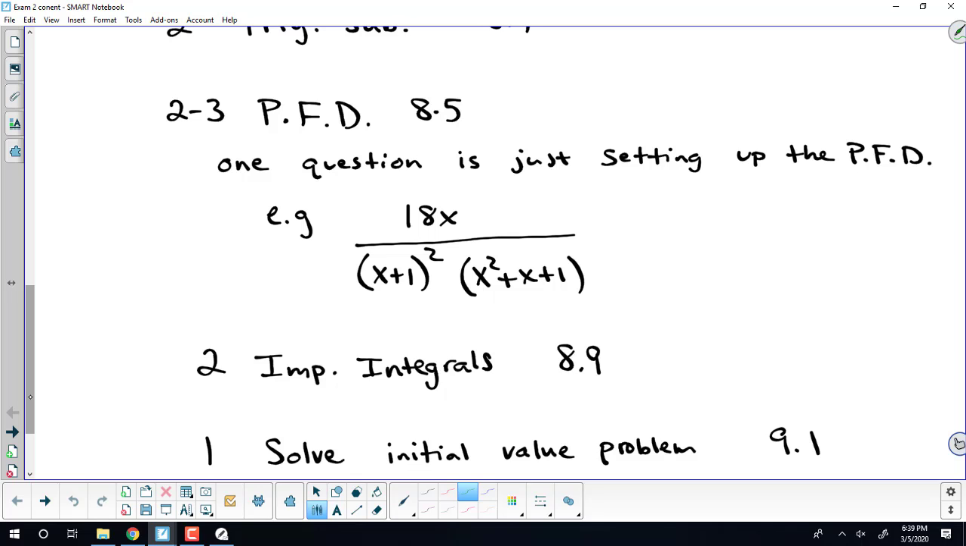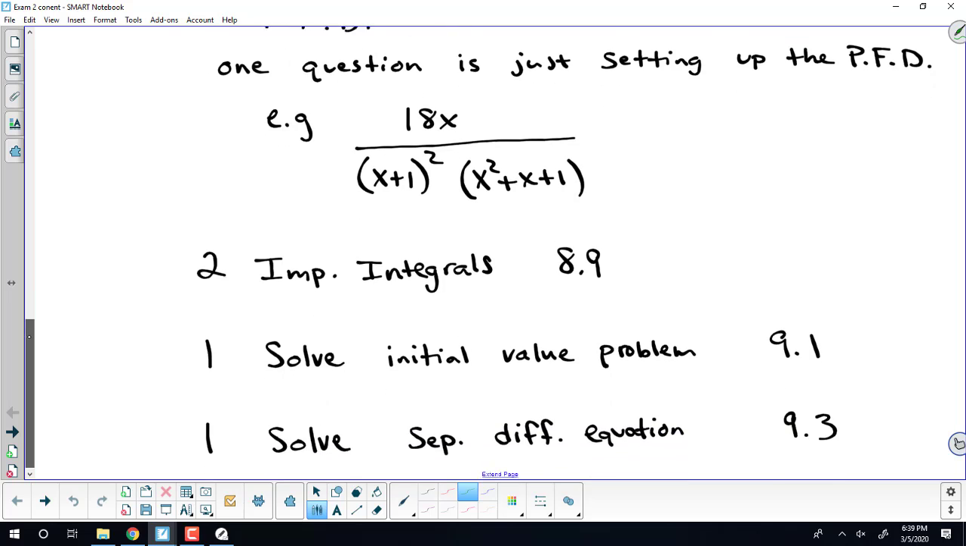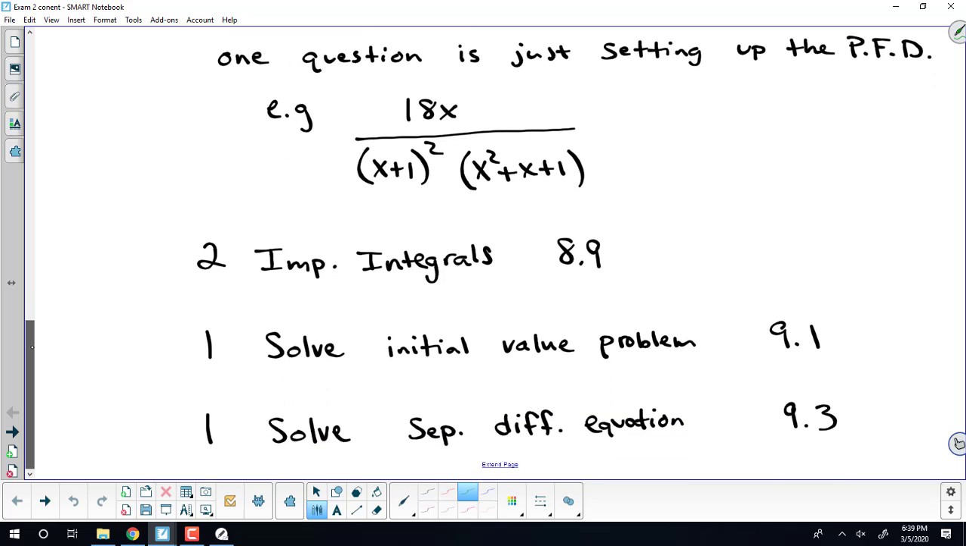One question will have you just set up. It'll just say, hey, here's this function, what would it look like if you were going to start the process of partial fractions? You don't actually have to solve for A, B, C, D, E, F, G, and all that stuff. So one of them is just rewriting. The other 2 are integrations. 2 improper. One question from initial value problems in 9.1 and one separable from 9.3. So that's the exam.